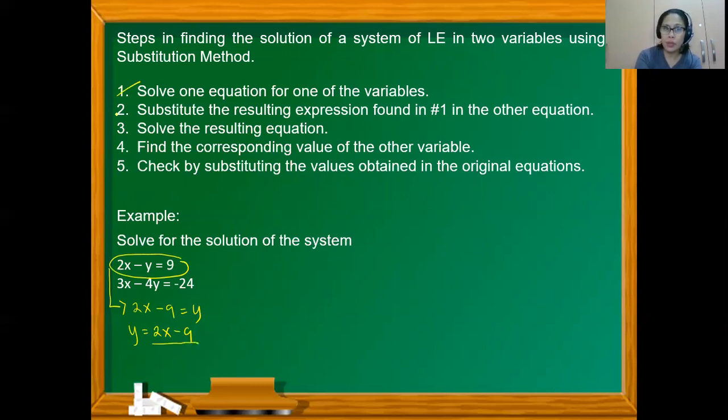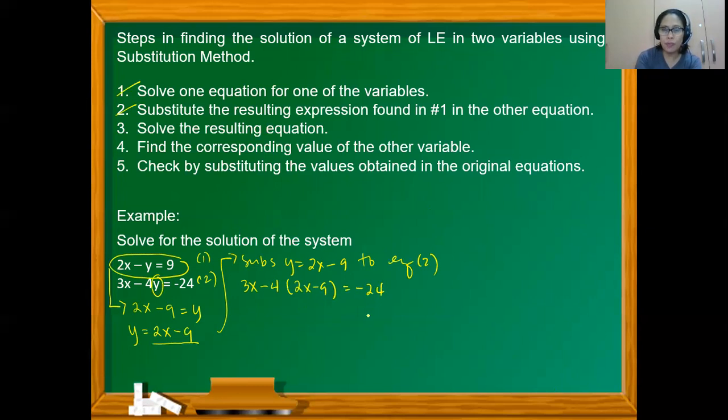This time, we'll do the second step. We will substitute y equals 2x minus 9 to the other equation. Since we have used equation 1, we will substitute this to equation 2 here. This is equation 2. So instead of writing y, we will replace this by 2x minus 9. So we have 3x minus 4 times 2x minus 9 equals negative 24.